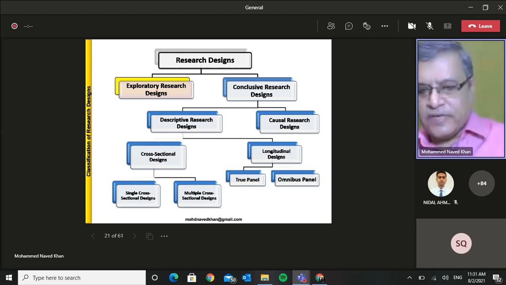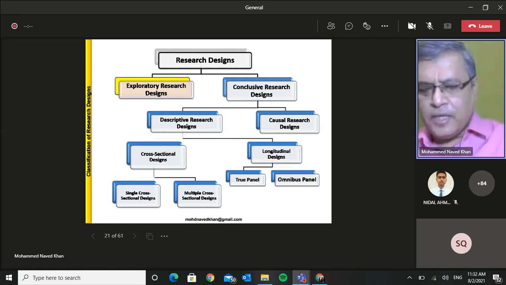So let us revise. We have exploratory and conclusive. In conclusive, two possibilities exist. We can adopt a descriptive design or causal design. In descriptive, we can go for either cross-sectional or longitudinal. And in longitudinal, we can adopt a true panel design or an omnibus panel, whereas in case of cross-sectional, we can go for single cross-sectional or multiple cross-sectional design.